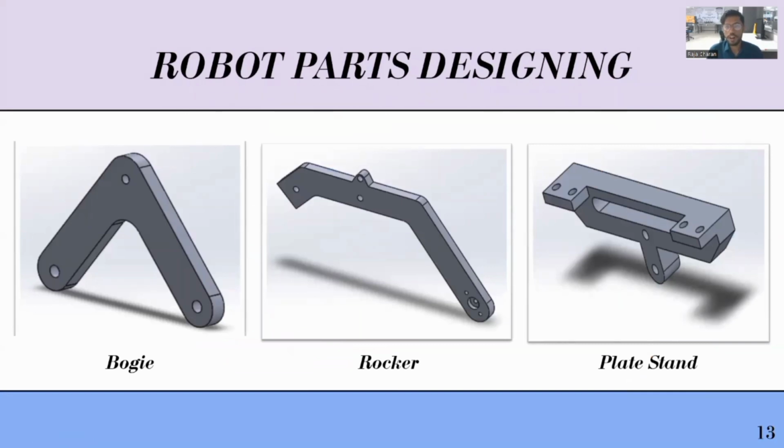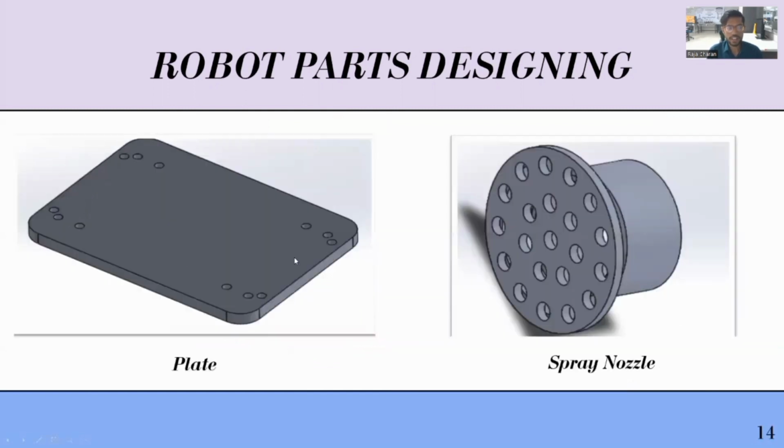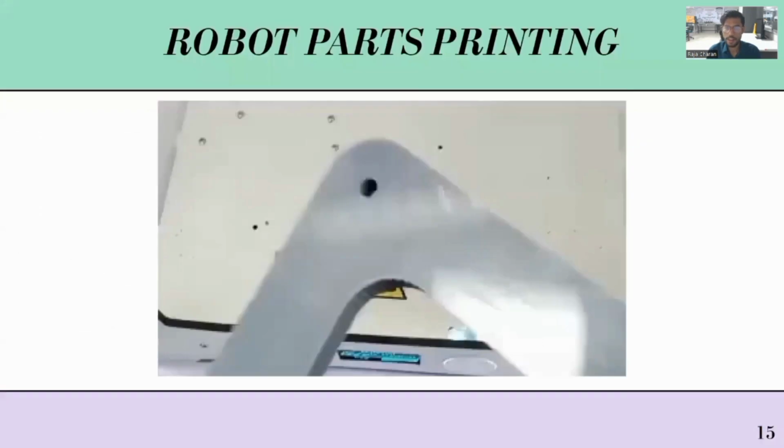So this is the robot part designing that we did using SolidWorks. Here on the left side is the bogie part that we designed in SolidWorks that is used in our robot. In the middle there is the rocker part, and on the right side there is the plate stand on which we will put our plate to make the robot stable. And these are the other parts: this is the plate on which we will place our components, and the other one is the spray nozzle that we use to spray the pesticide. It will be connected to the manipulator to spray the pesticide.